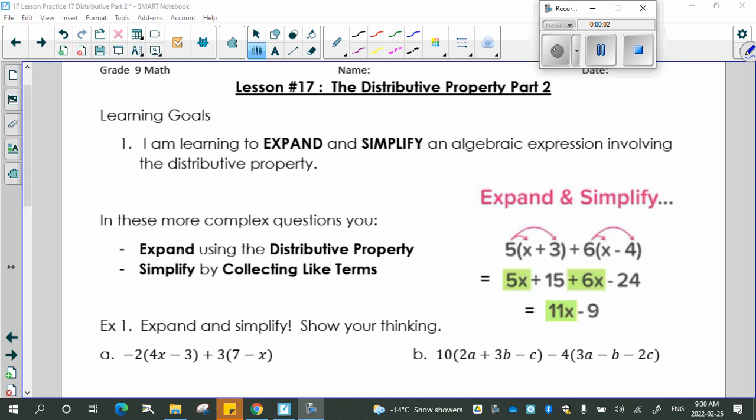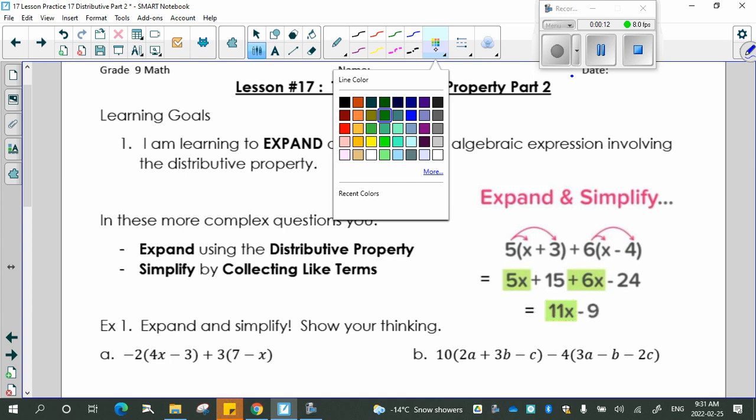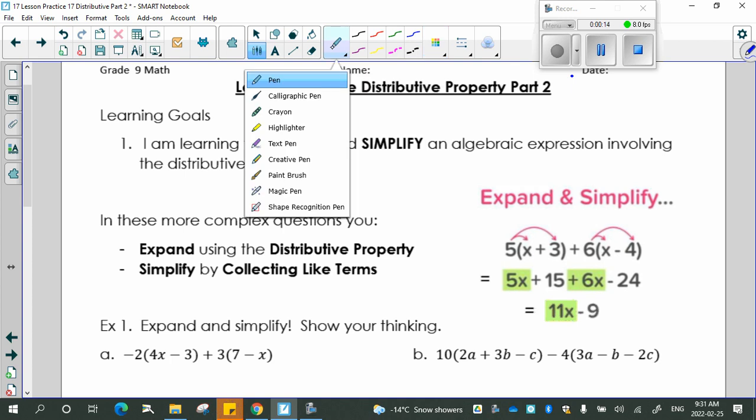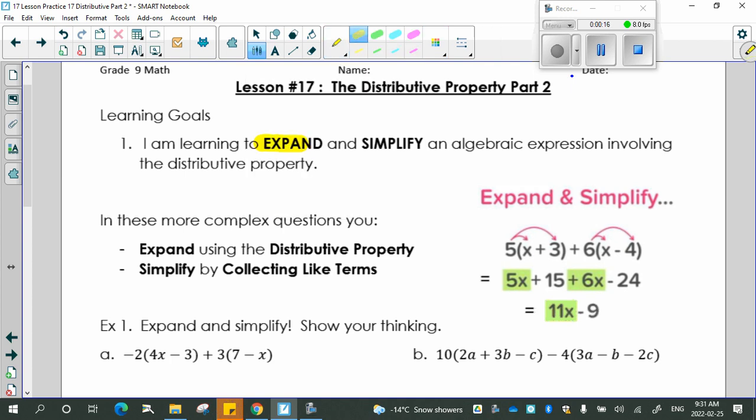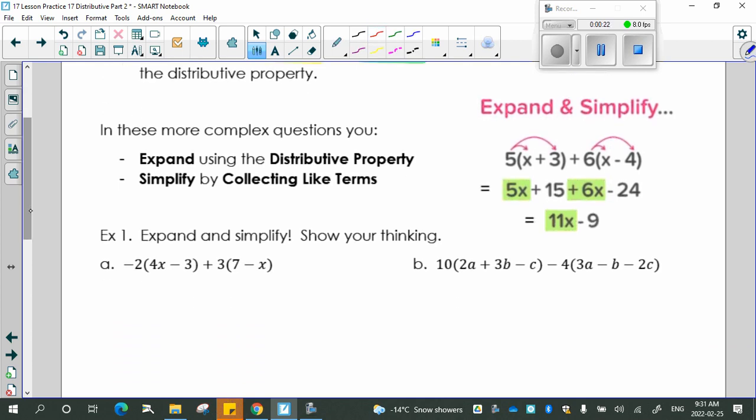This is the second part of the distributive property. Okay, so we're learning to expand and simplify. Expand is where we expand the brackets by multiplying, and simplify is collect like terms. Okay, and that's what I've got written here.